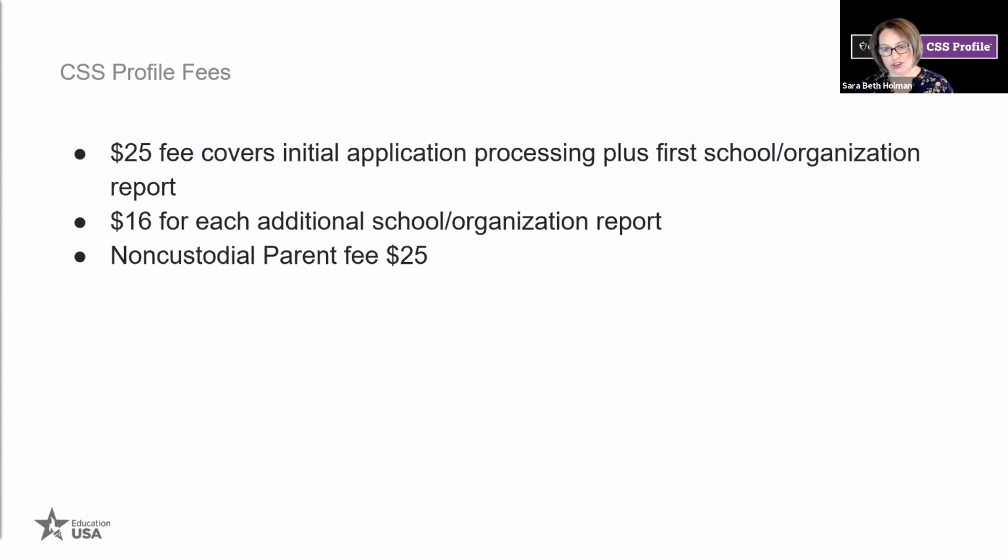If your biological or adoptive parents are not living together in the same household, schools may require you to submit what we call a non-custodial profile. That way they can collect information about both households. I'll get into more detail about that in a few slides, but I did want to note that if you have to submit a non-custodial profile, that's going to be a flat fee of $25, and that will go to any of the schools that require you to submit it for that $25. Payment for the CSS profile is made online by credit card.